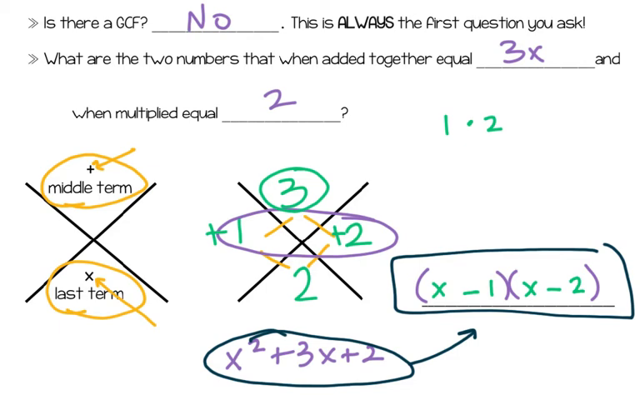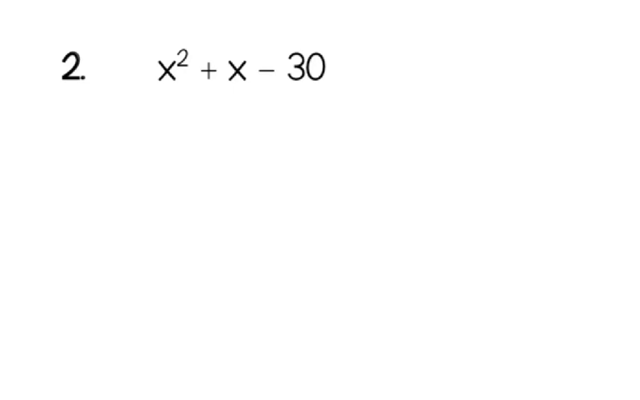So let's go to another one. Okay, number 2, x squared plus x minus 30. So the first thing we're going to do is check to see is there a GCF. So is there a GCF? Look at the numbers. Those two right there, they don't have x's. There's nothing with 30, so I can just say no.